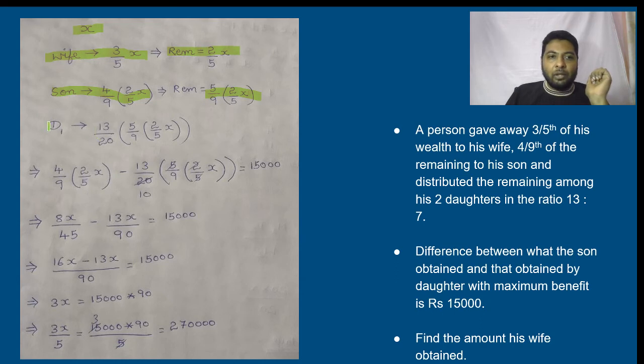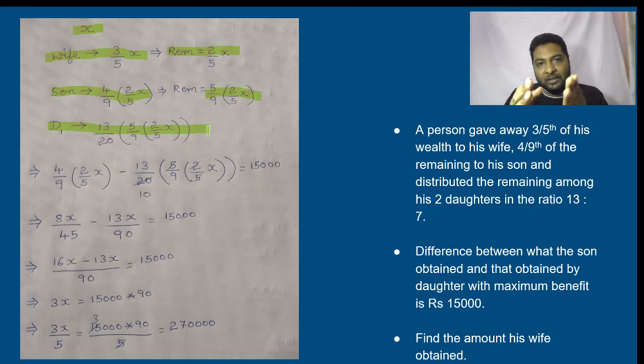How much was given to the daughter with maximum benefit? Out of this remaining 5/9 of 2/5X, the money was distributed in the ratio 13:7. So the daughter with maximum benefit would have got 13 out of 20 parts. If the total was 20, then she would have got 13. The remaining is 5/9 into 2/5X. So the daughter with maximum benefit got 13/20 part of 5/9 into 2/5X.